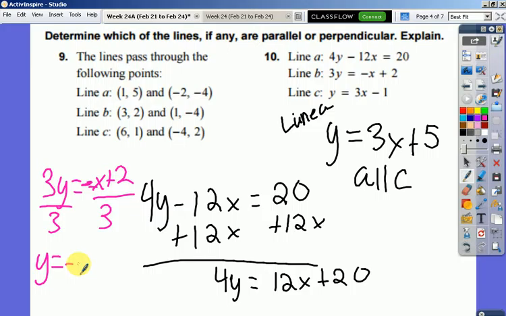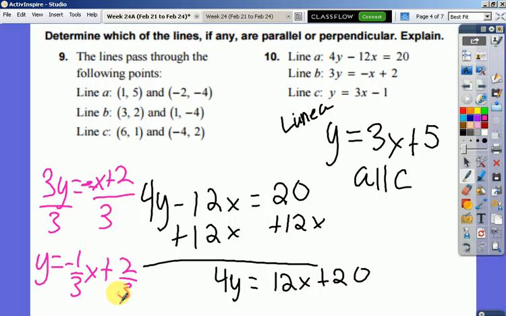Negative x over 3 is negative 1/3 x. Yeah? Plus what? 2/3. What did I just do to go from here to here? I split up the fraction. Negative x over 3 is negative 1/3 x. 2 over 3 is 2/3.